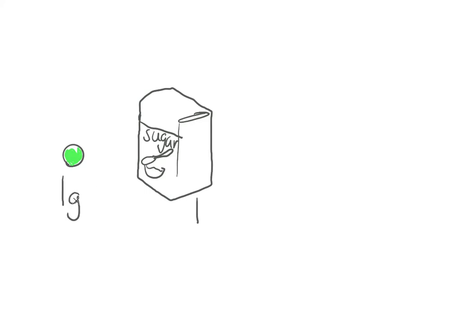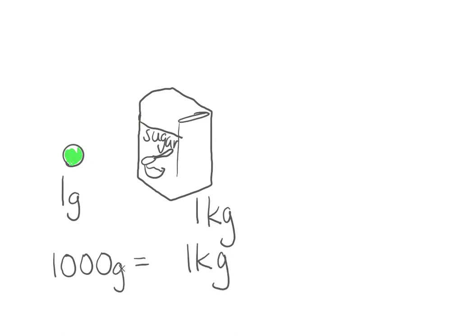Okay, and that's how we shorten gram. A bag of sugar weighs 1,000 of those, which is called 1 kilogram. So 1,000 peas is equal to 1 bag of sugar, 1 kilogram. So 1,000 grams is the same as 1 kilogram.